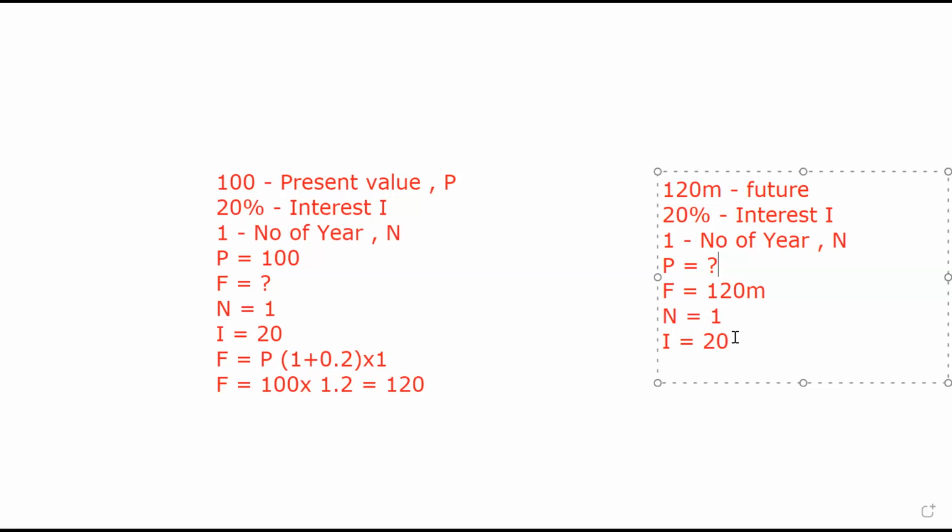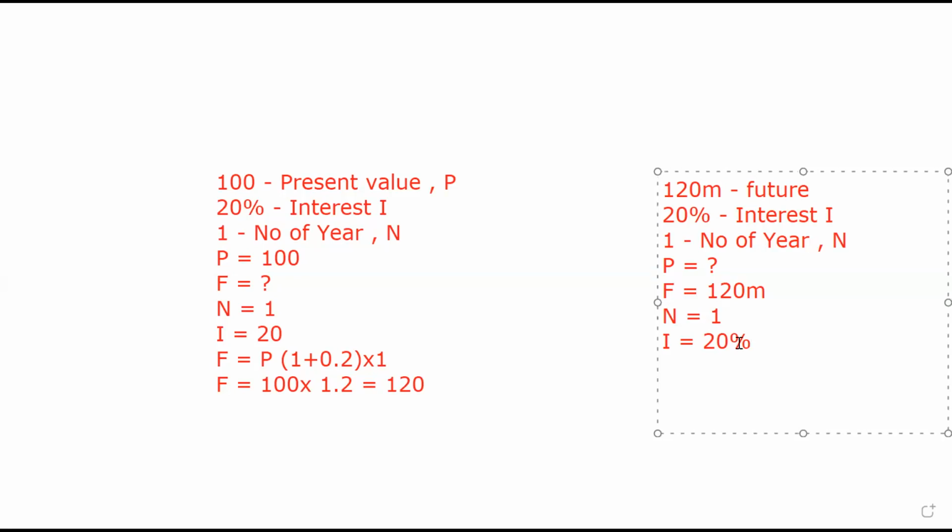So in other words, I have the future value, which is 120 million. The duration is 1 year. The interest rate is 20%. So what is the present value? What is the present worth of my 120 million naira after 1 year?